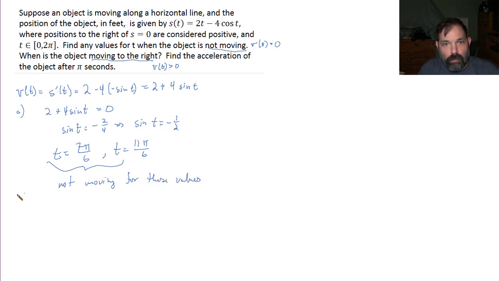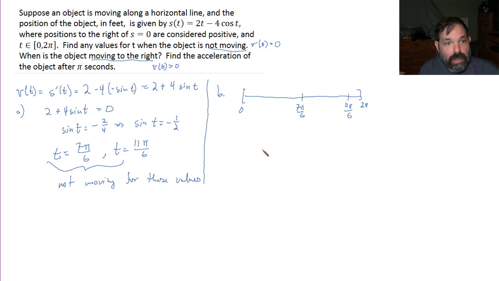So that's when it's not moving. Now, part B. Now that we know that, let's figure out where it is moving to the right. We want the velocity, we want the derivative to be positive. So let's set up our number line. But now we only care about from 0 to 2 pi. So here's 0. 7 pi over 6 is a little bit more than pi, so here's 7 pi over 6. And here's 11 pi over 6. And then here's 2 pi.